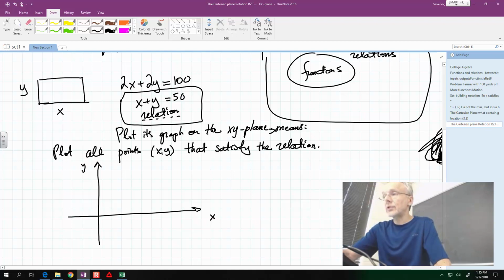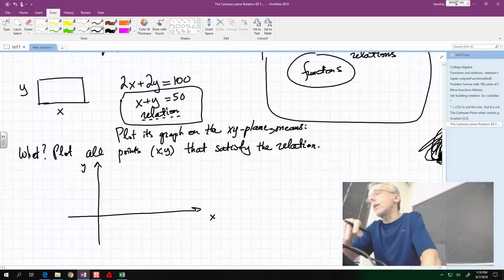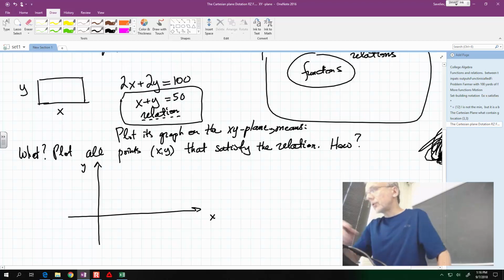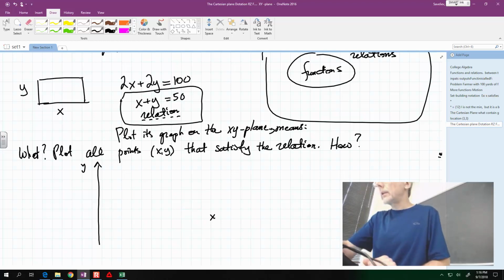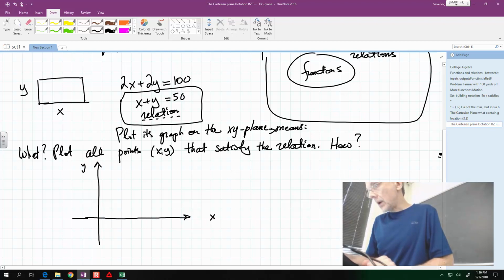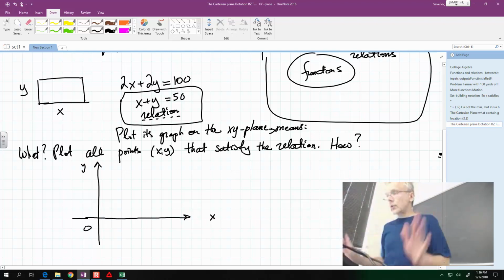So this is not how. This is what. What is the graph of a relation? That's what it means. It's all points that satisfy the relation. It's not how; how would be the second question. But let me try to do it carefully.